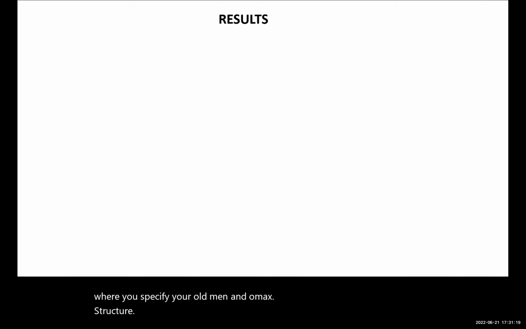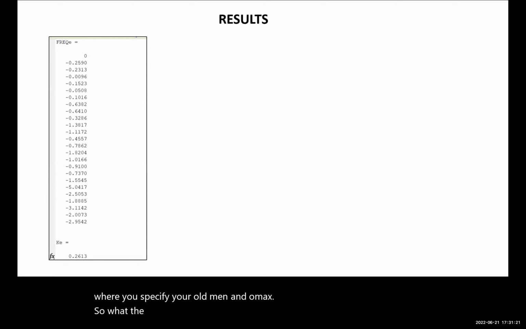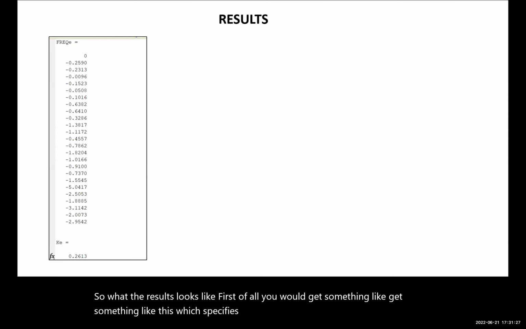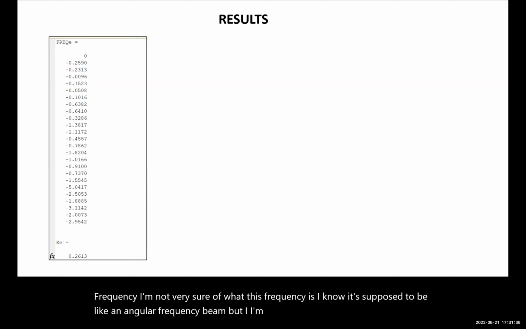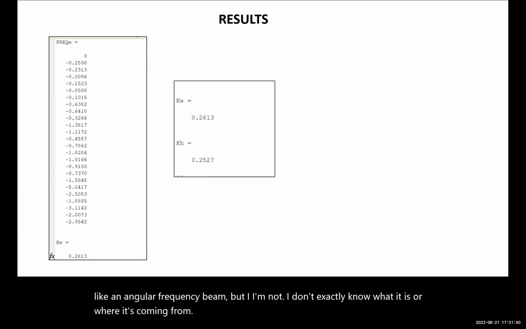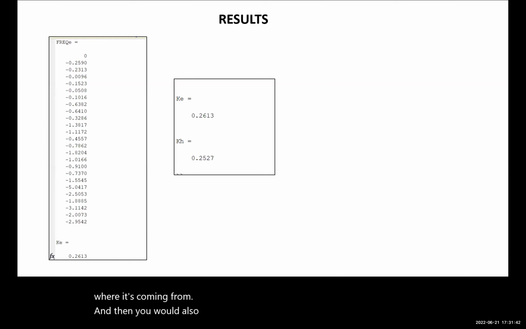So what the results look like, first of all, you would get something like this, which specifies the frequency. I'm not very sure of what this frequency is. I know it's supposed to be like an angular frequency thing, but I don't exactly know what it is or where it's coming from. And then you would also get rate constants, I believe, for the electron and the hole.